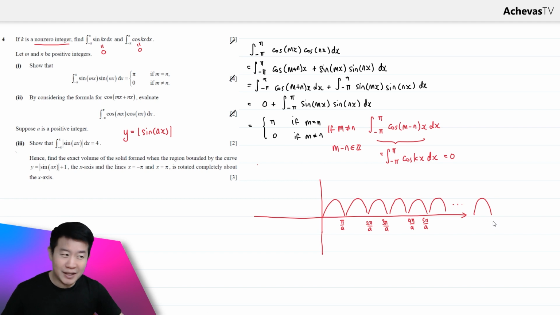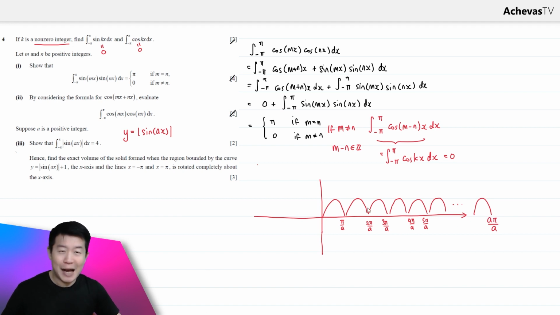So should I write a pi here? Or if I were to see this pattern, the denominator is always going to be a. So if I'm going to be getting a pi here, that means this part here must be a pi over a, correct? In order for me to get the very last number as pi.